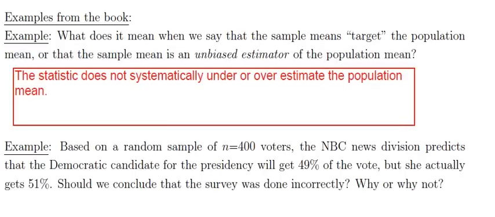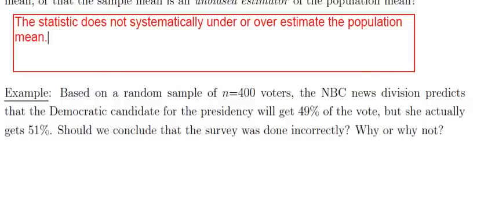Okay, so the next question says, based on a random sample of 40 voters, the NBC News division predicts that the Democratic candidate for the presidency will get 49% of the vote, but she actually gets 51%. Should we conclude that the survey was done incorrectly?